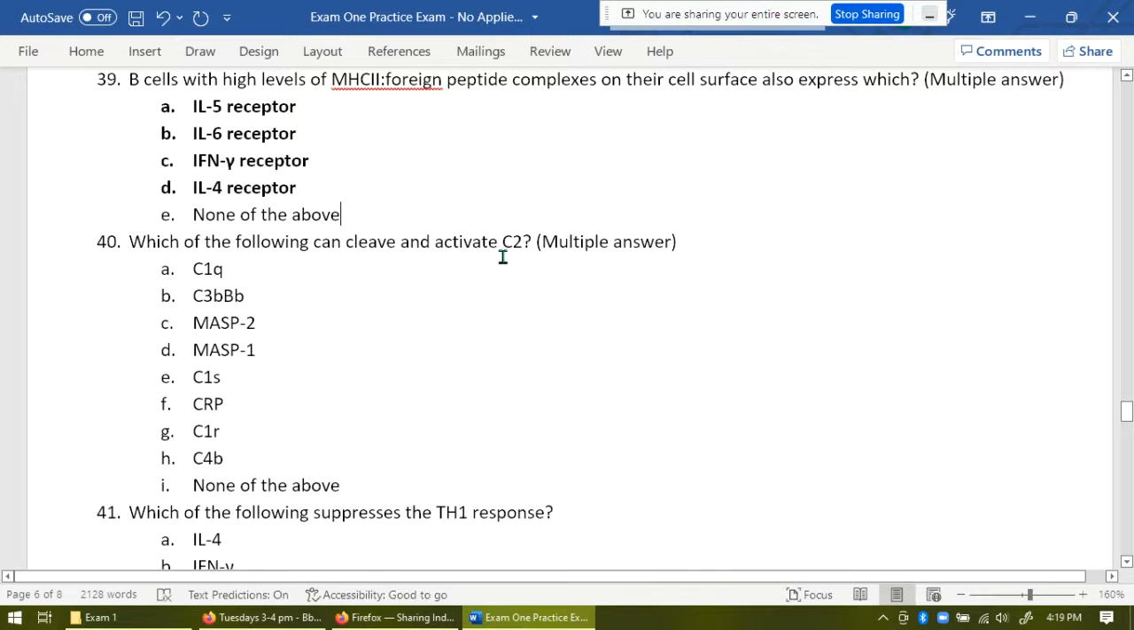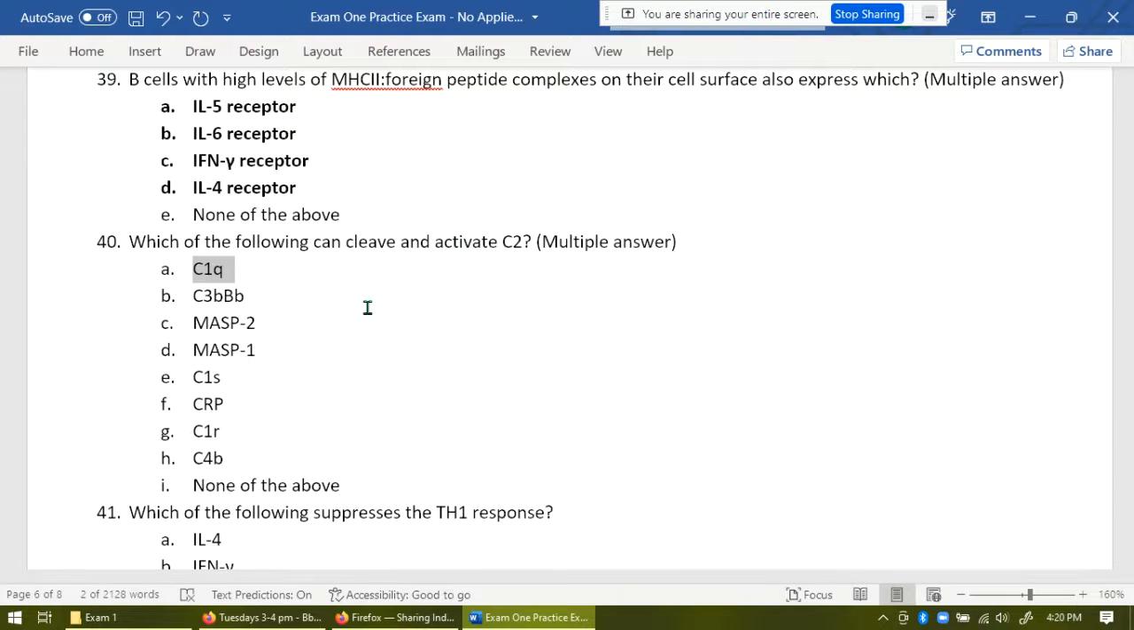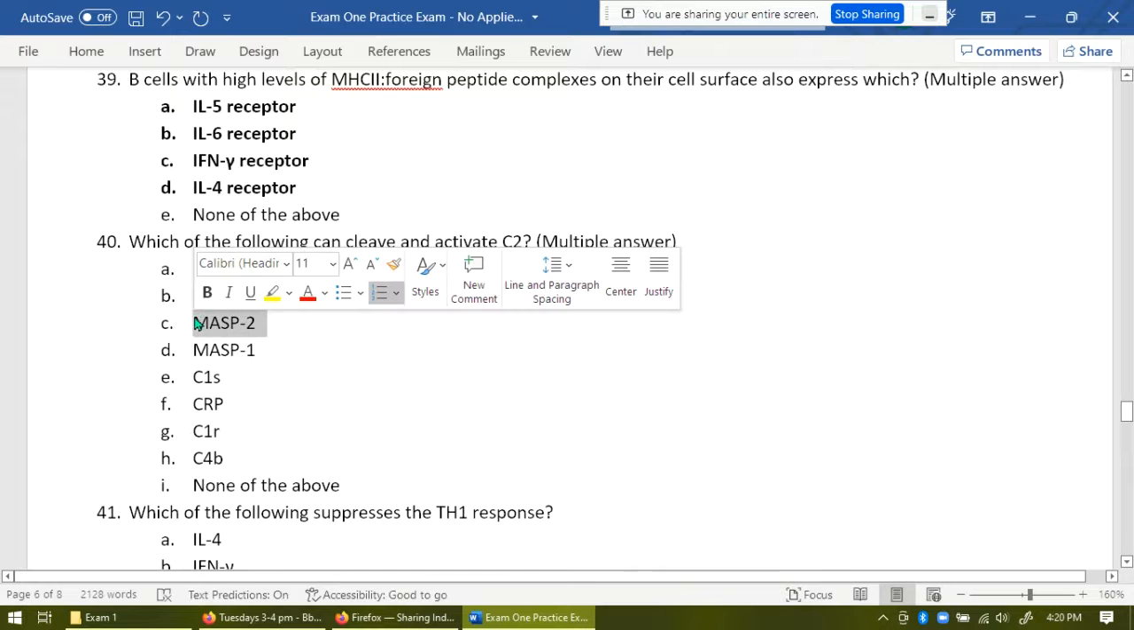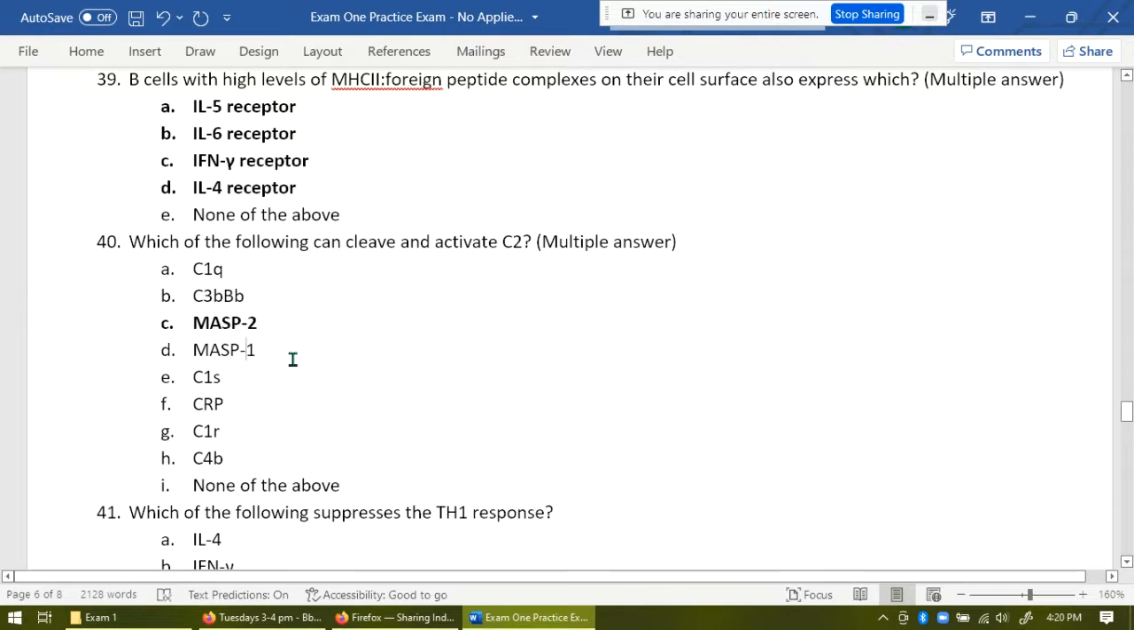Which of the following can cleave and activate C2? C1q, nope, that is the one that binds to IgG, IgM, and C-reactive protein to kick off the classical pathway. But it's not an enzyme. It's a big, long, stalk-like protein with a flower head at the top. C3b, nope, that one is the alternative pathway C3 convertase. MASP2, yep, MASP2 is an enzyme that can cleave and activate C2. That is in the lectin pathway.